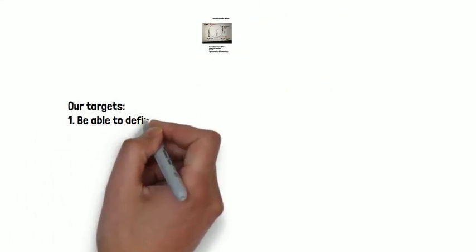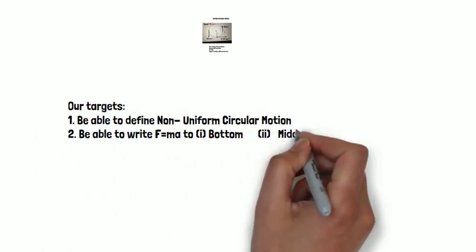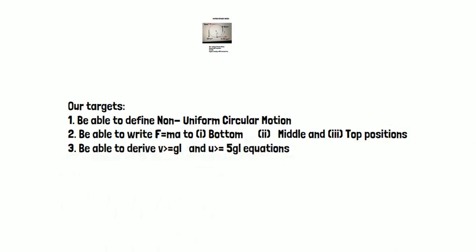Now let's check what we are going to learn today. You already know how to define non-uniform circular motion. You should be able to write F equals ma at the bottom, the middle point and the top of a vertical circular motion. And there's a speed condition for any object to move in a vertical circular motion: the speed at the highest point should be more than square root of gL. You will understand when we get there, okay?